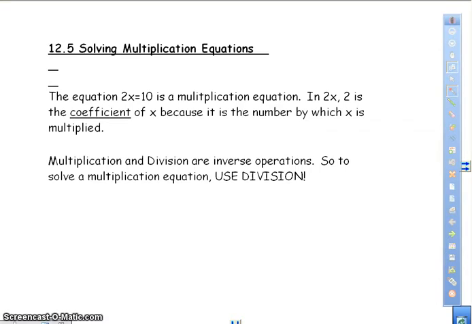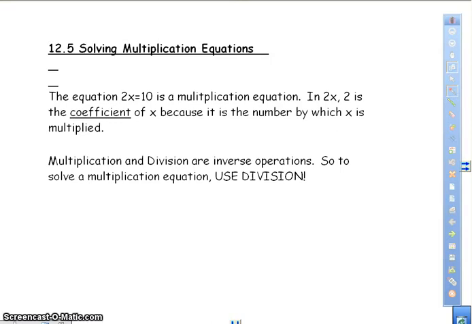Looking at our multiplication equations, we have to keep in mind the same thing we kept in mind when we did addition and subtraction equations. Whatever you do to one side of the equal sign, you must do to the other to keep that equality.